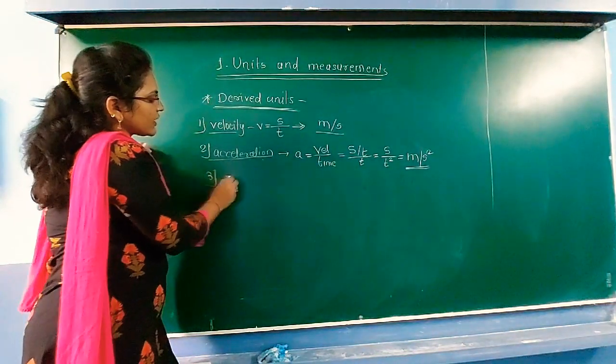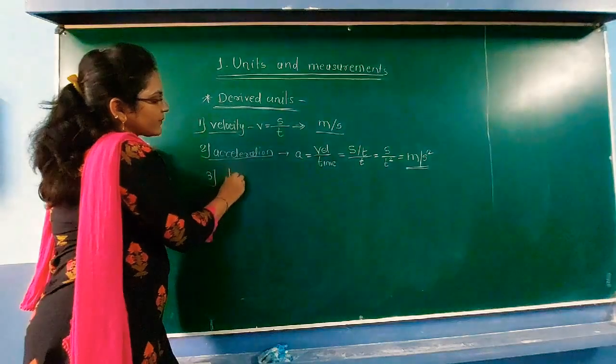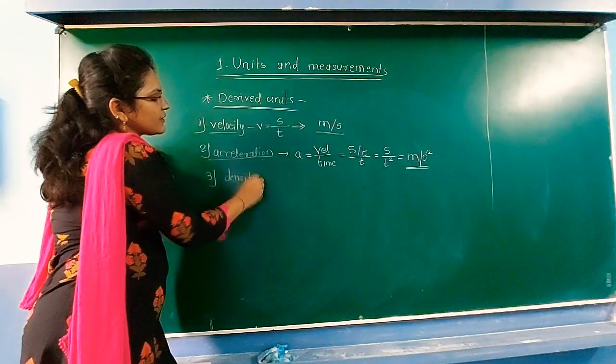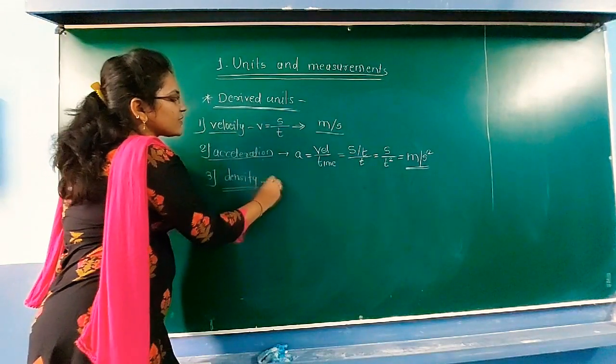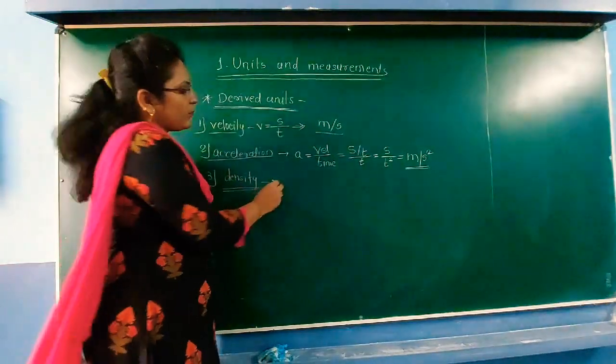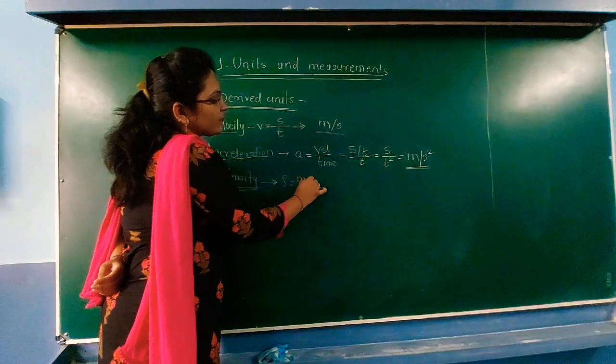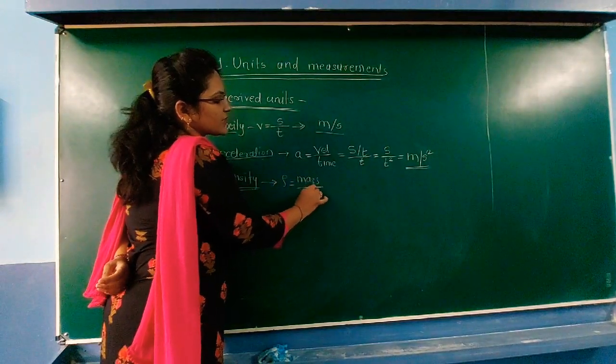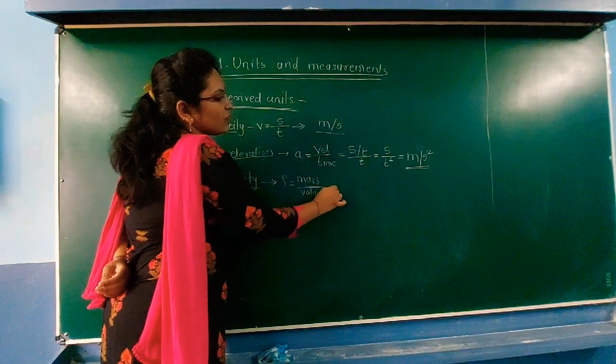Next, third is density. What is the formula of density? Density is equal to mass upon volume.